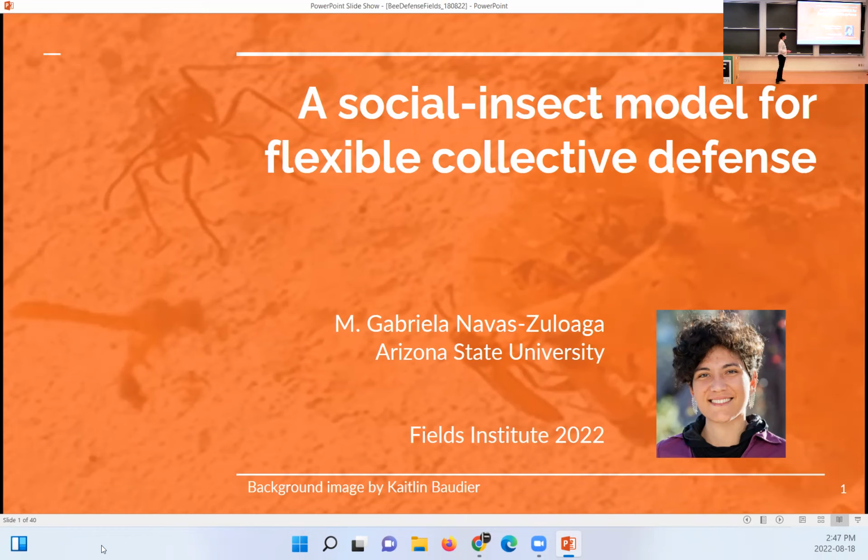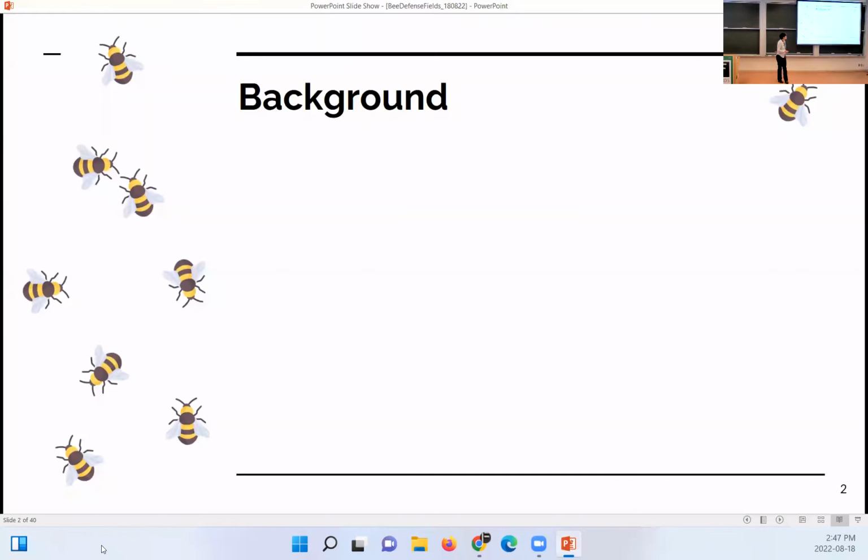And today I'm going to tell you about one of, hopefully, the chapters of my dissertation, which is about thinking of social insects as models for different things, but in particular for how they collectively solve hard problems in a very efficient way, in particular with respect to defense in this case.